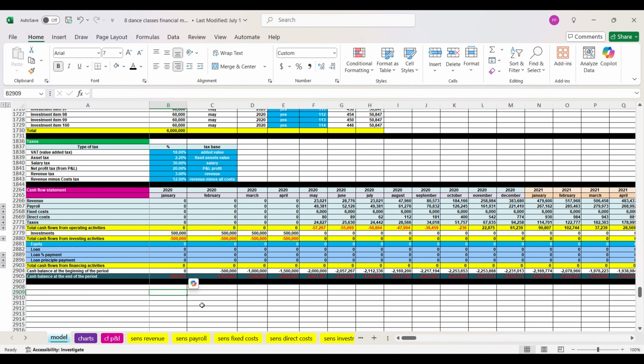Hi everyone, today I would like to show you quickly how you can calculate the amount of financing that you need for your business idea.